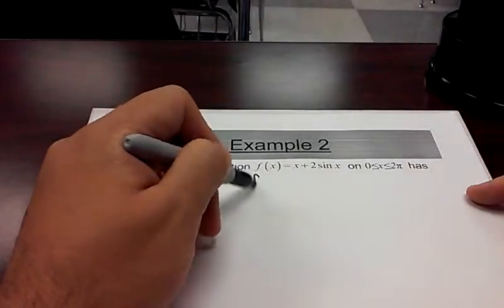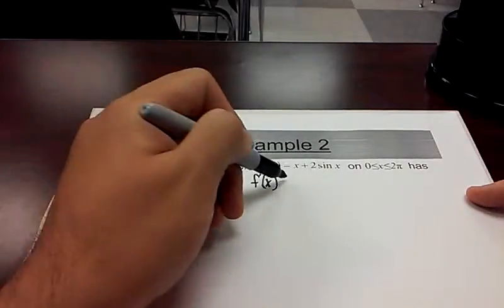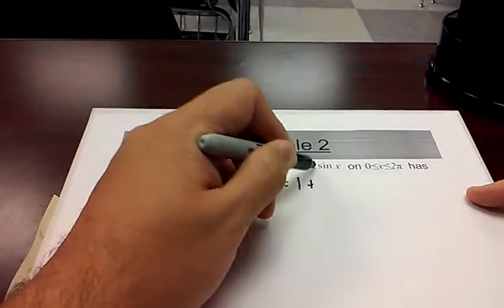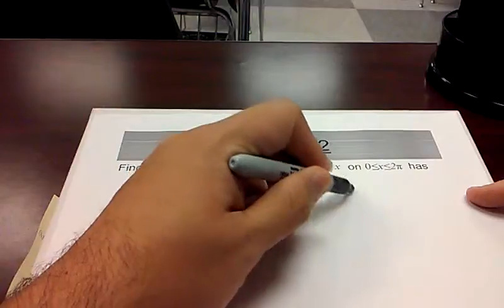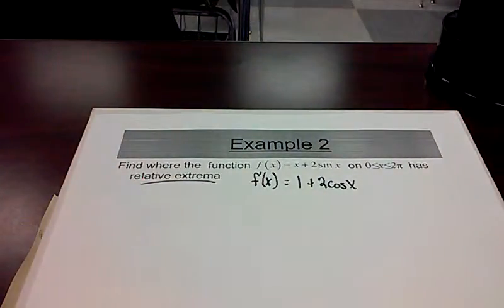So let's take the derivative of my function. So the derivative of f would be 1 plus 2 cosine of x. So there's my derivative. Now, once you've gotten the derivative, you have to ask yourself, well, where is the derivative undefined? But since this is a trig function, cosine is defined for the entire interval.